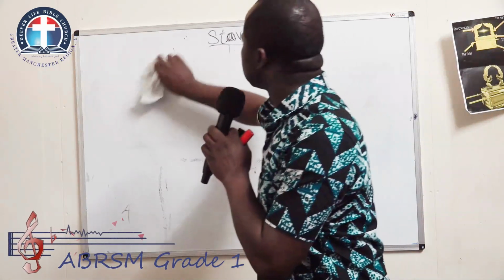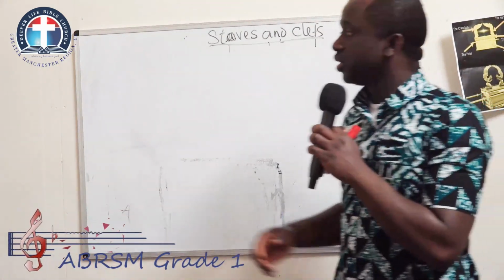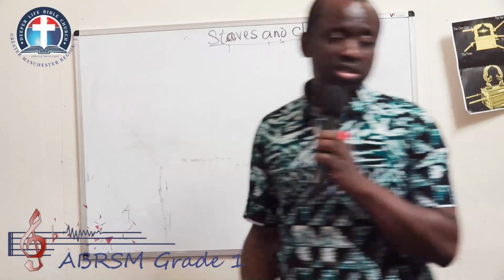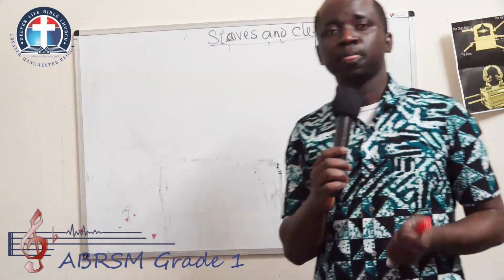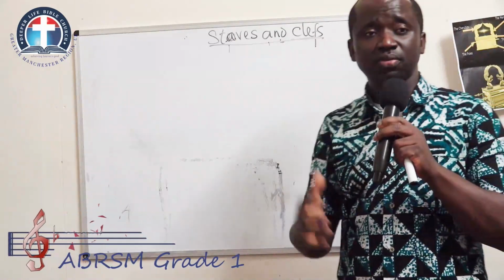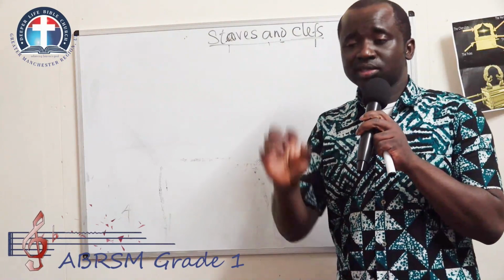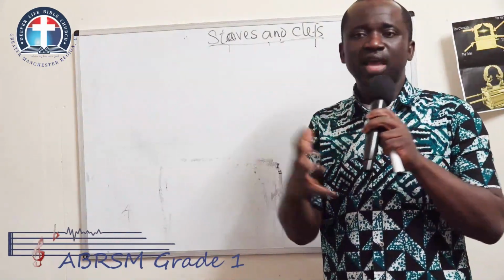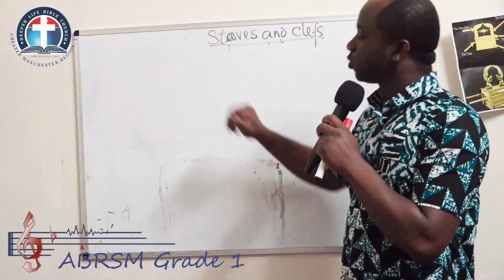Now let's go to staves and clefs. Already you know what a stave is. A stave is just what? 5 lines and 4 spaces. That's the standard manuscript for writing music. We write music on the stave. So your stave is like your textbook for music. That's where you write music. Okay? It's 5 lines, 4 spaces.